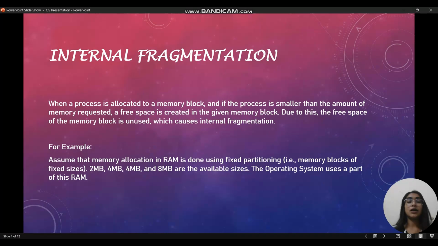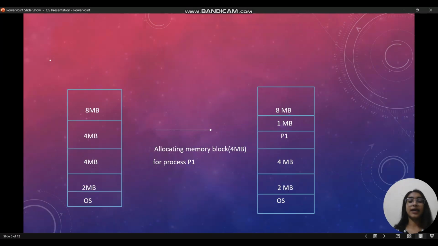For example, assume that memory allocation in RAM is done using fixed partitioning. 2 MB, 4 MB, and 8 MB are the available sizes. The operating system uses a part of this RAM. Here is the diagram allocating memory block for process P1. Let's suppose a process P1 with a size of 3 MB arrives and is given a memory block of 4 MB. As a result, the 1 MB of free space in this block is unused and cannot be used to allocate memory to another process. It is known as internal fragmentation.